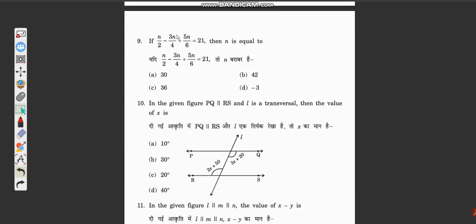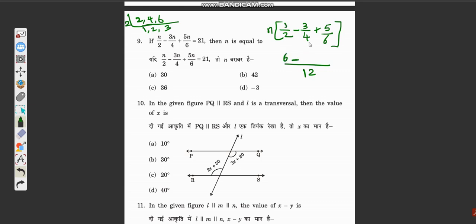n by 2 minus 3n by 4 plus 5n by 6 equal to 21. Here in the 3 terms n is common. So first, what is left over here? 1 by 2 minus 3 by 4 plus 5 by 6. What is the LCM for 2, 4, 6? It is 12. So 2 sixes, 6 ones, 6, minus 4 threes, 3 threes 9, plus 6 twos, 2 fives 10. So here 16 minus 9 is 7.